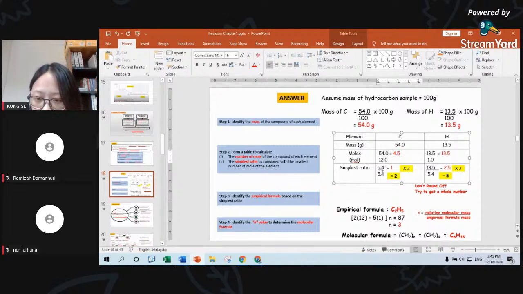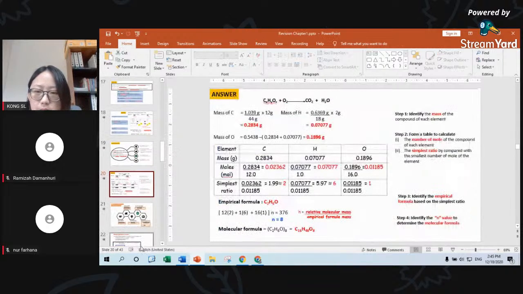So everybody please, the most important point I want to deliver over here is don't round off. You have to take notes, don't round off. If you get 3.33, you times 3. Okay, I don't want to waste my time on the correction. Let's proceed.